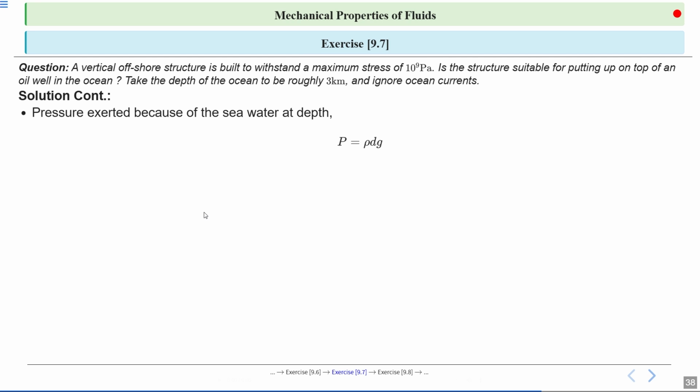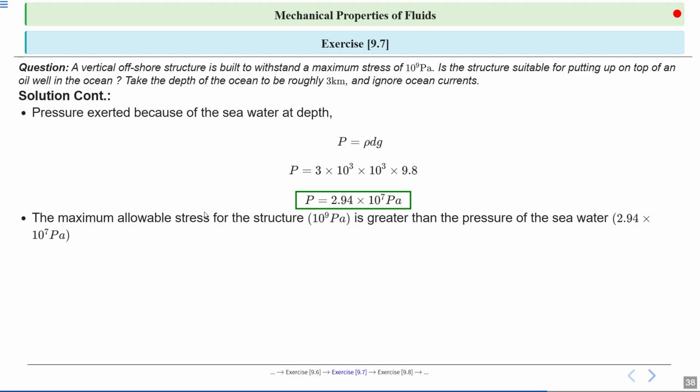First, let's recall how to calculate the pressure exerted by the fluid at a certain depth. We know the formula P equal to rho g d. So just substitute the values and solve it. You will get 2.94 into 10 raised to the power 7 Pascal.